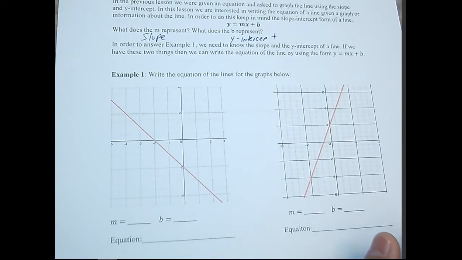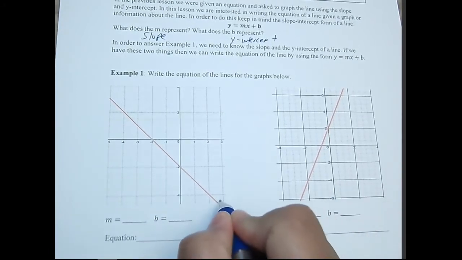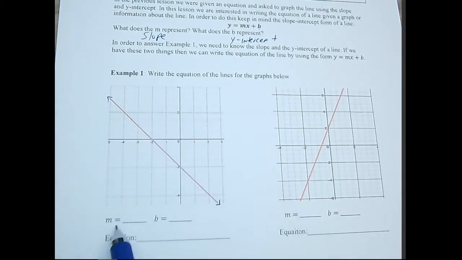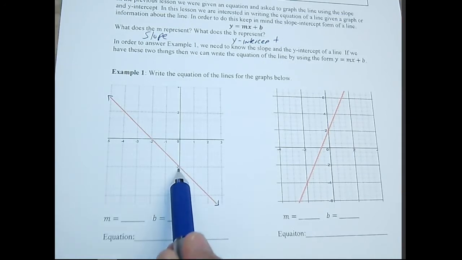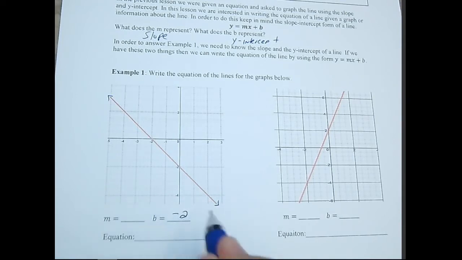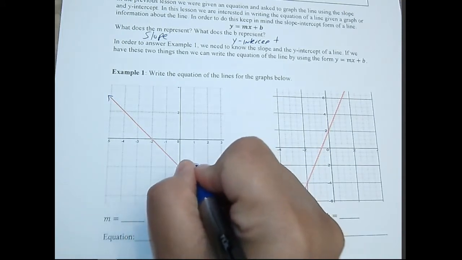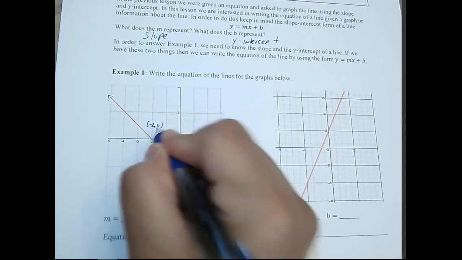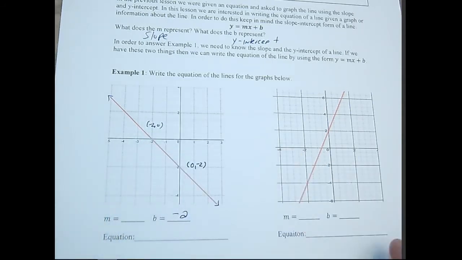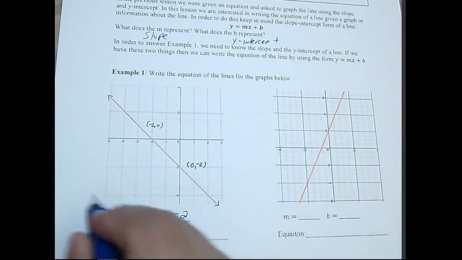Example 1. Write the equation of the lines for the graphs below. Here we have a line, and they're asking for the slope and the y-intercept. The y-intercept is where the graph crosses the y-axis, in this case at -2. For m, we're going to find the slope, and recall that you can use the slope formula or you can use the rise over run. That's up to you, whichever method you feel more comfortable with. I'm going to use the rise over the run.